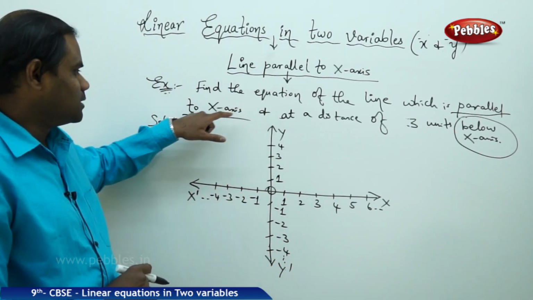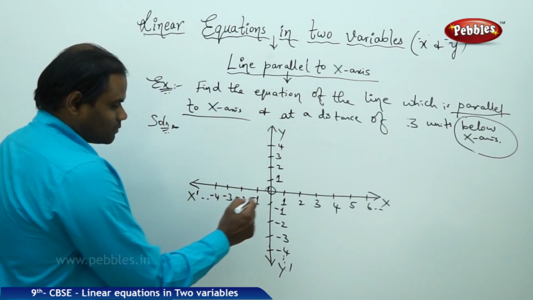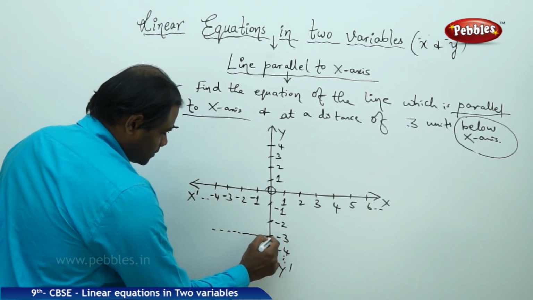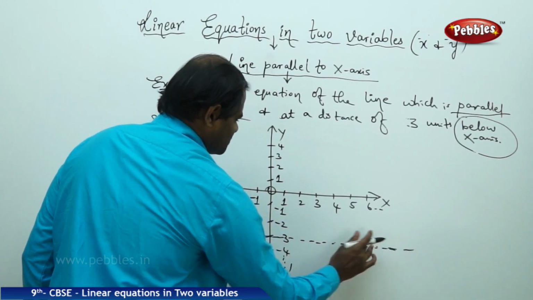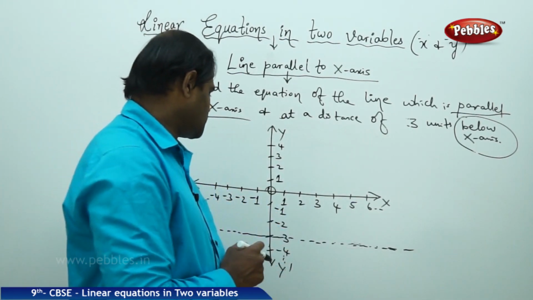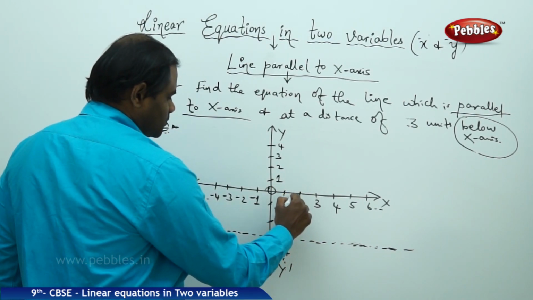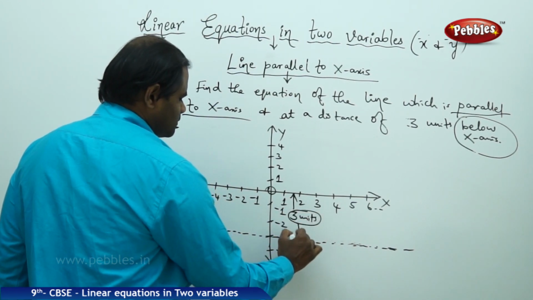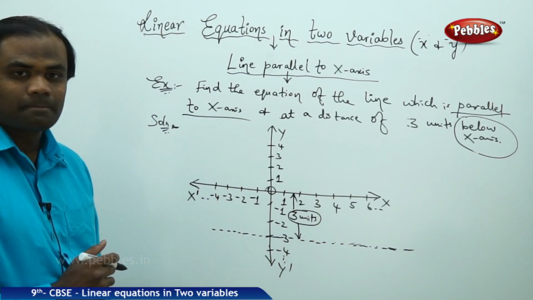Now since the line is 3 units below x-axis and exactly parallel to x-axis, it moves 3 units down and I have a line which is out here, which is like this. So here is the line which is parallel to x-axis and at a distance of 3 units from x-axis. This is how we understand below x-axis.